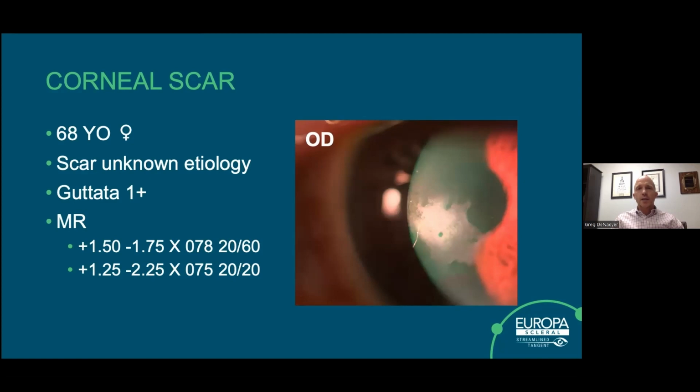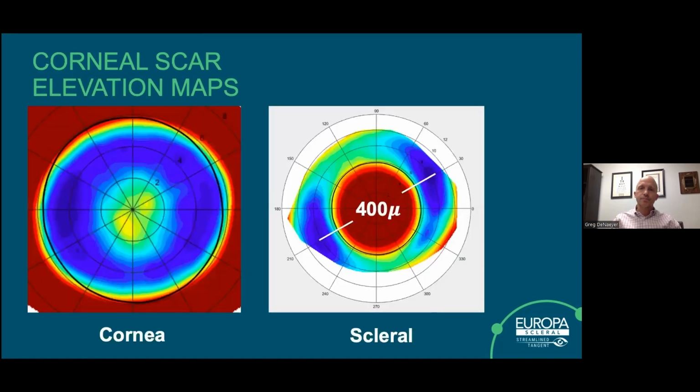This is a case of a patient with a corneal scar of her right eye. It's a 68-year-old female patient, and the etiology of her scar is unknown. The only other remarkable finding is that she does have some mild guttata. Her manifest refraction shows that her best corrected visual acuity is limited to 20/60 vision. Her left eye does correct to 20/20.